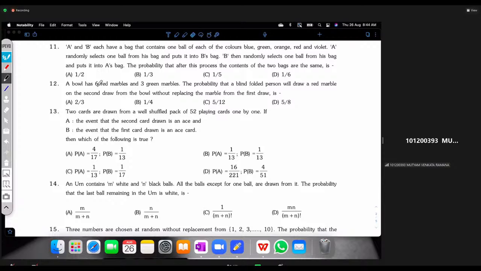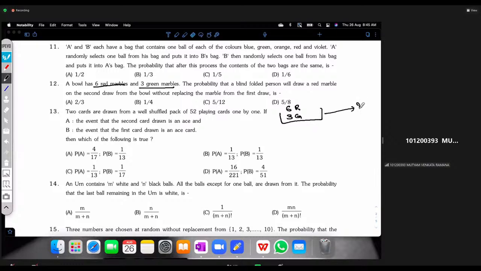A bowl has 6 red marbles, 3 green marbles. The probability that a blindfolded person will draw a red marble on the second draw from the bowl, without replacing the marble from the first. Oh, there are 6 red, 3 green.